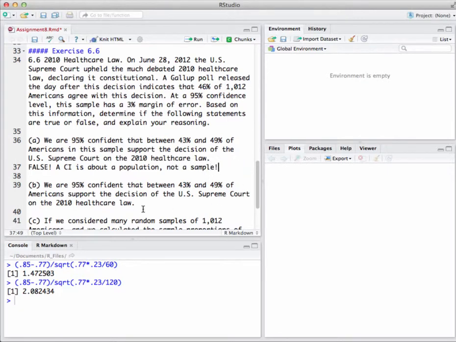These questions should be looking somewhat familiar. We had very similar questions thrown at us in the last chapter when we were talking about confidence intervals for means.